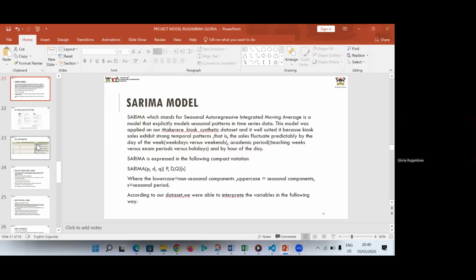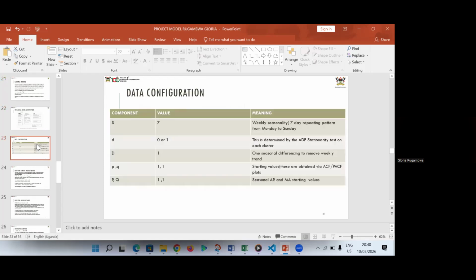So basically, this SARIMA model has a compact notation that it follows, (p, d, q)(P, D, Q)s. Each of these letter cases has what it stands for, where the lowercase is a non-seasonal component, and the uppercase is a seasonal component. Then the s stands for seasonal period, and in our case, the s stands for 7 days a week, because we are dealing with demand and supply within the 7 days of a week. So according to our data set, we're able to interpret the variables as shown below.